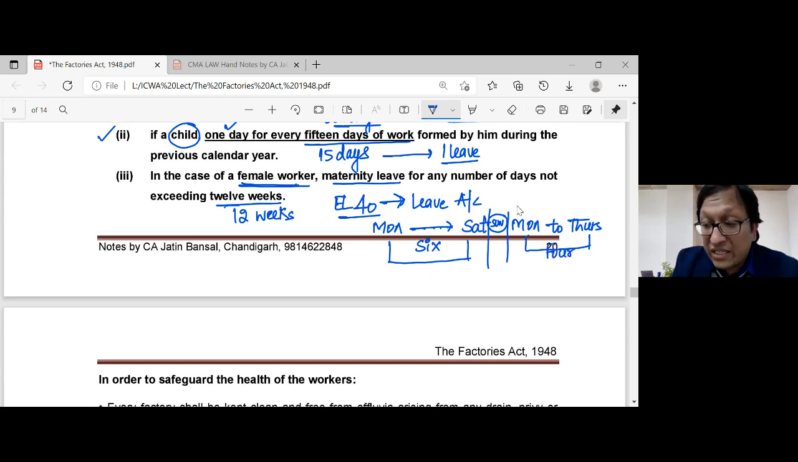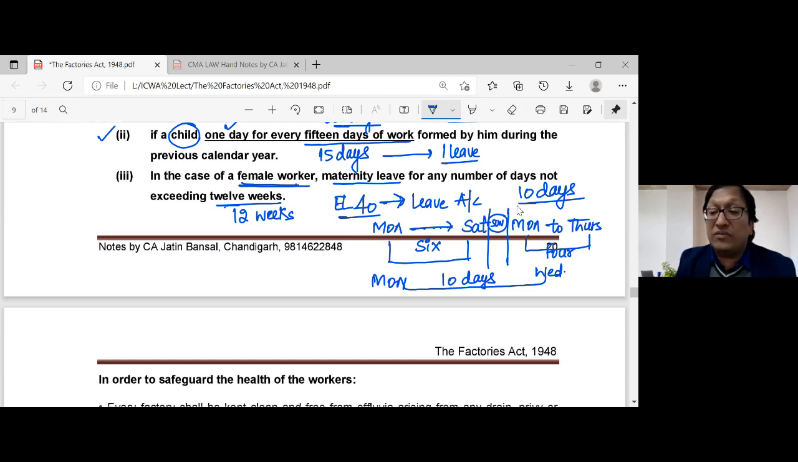They will say, if you are getting 10 days leave, then it will start from Monday and it will end on Wednesday. So by this, 10 days will be counted. Weekly off, Sunday, will also be included in it. That is the problem with the earned leave. It is taken in a stretch, and in a stretch we calculate it. So earned leave includes weekly off.